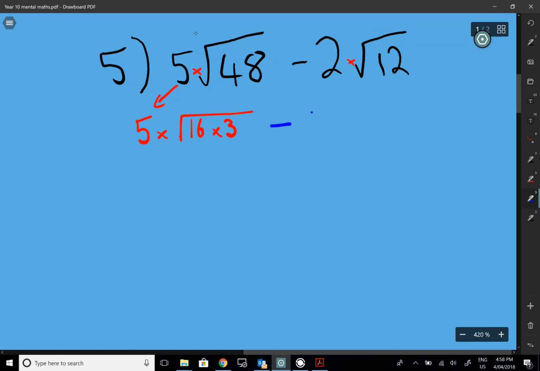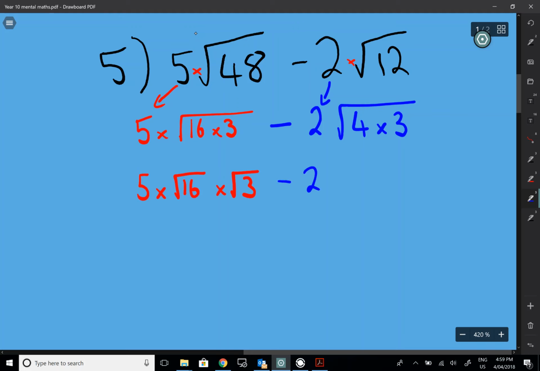Take away 2, this 2 stays here for now. Then I need two numbers that multiply to equal 12, one of which being a square number. So we're not going to choose 2 and 6, we're going to choose 4 and 3. 4 times by 3. From here I can then simplify this a little bit more. This 5 still stays here, just transfers straight down. Times by the square root of 16 times by the square root of 3.